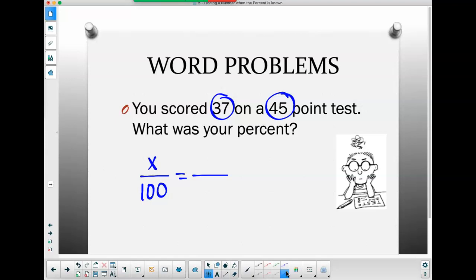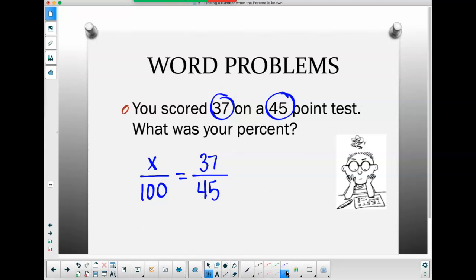Which of those numbers is the whole amount? Is it the 37 or the 45? You scored 37 on a 45-point test. Which one is the whole? Is there a whole amount of 37 points on the test or a whole of 45? The total amount on the test is what? Samantha? 45. So the 45 is the whole amount. That goes on the bottom. 37 has to go on the top.